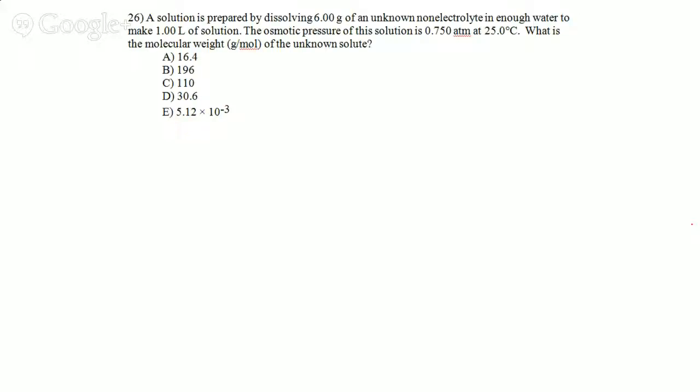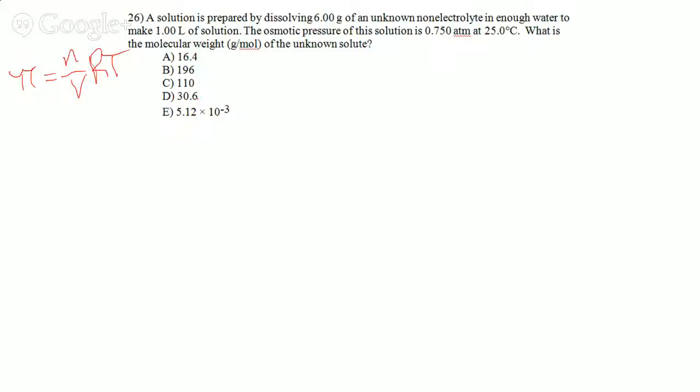26. A solution is prepared by dissolving 6 grams of an unknown non-electrolyte in enough water to make 1 liter of solution. The osmotic pressure of this solution is 0.75 atmospheres at that temperature. What is the molecular weight? All right, well, the first thing to call upon is the formula for osmotic pressure.